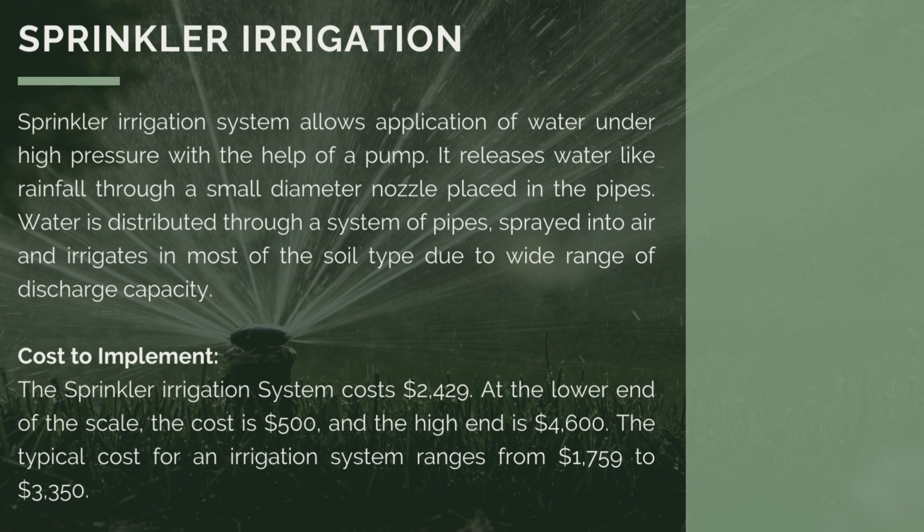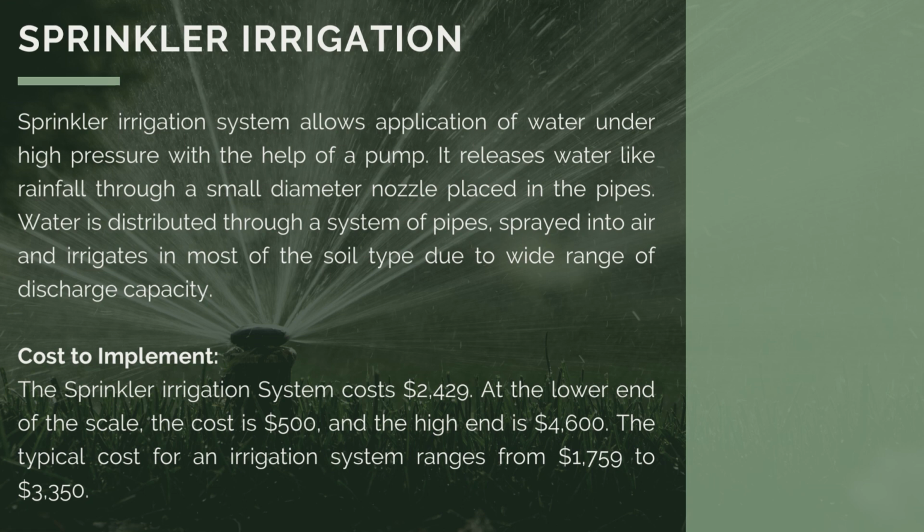Sprinkler irrigation. Sprinkler irrigation system allows application of water under high pressure with the help of a pump. It releases water like rainfall through a small diameter nozzle placed in the pipes. Water is distributed through a system of pipes, sprayed into air, and irrigates in most of the soil types due to a wide range of discharge capacity.